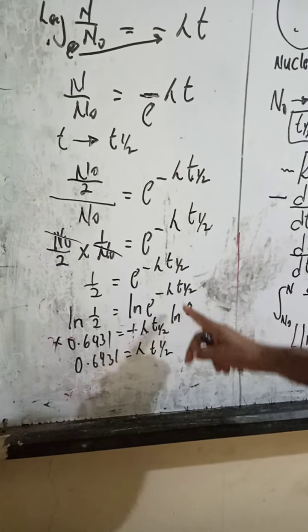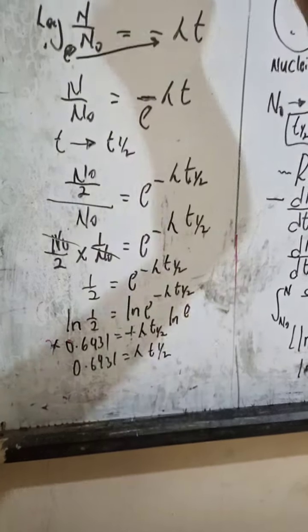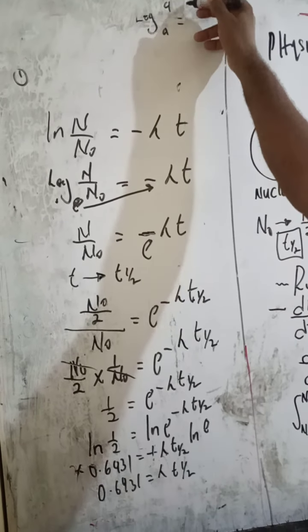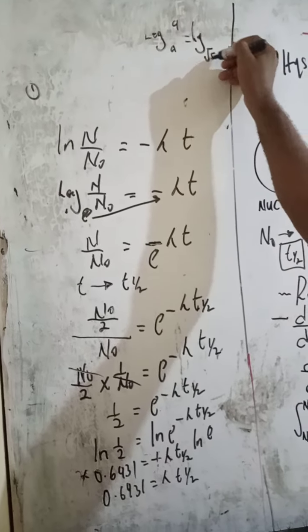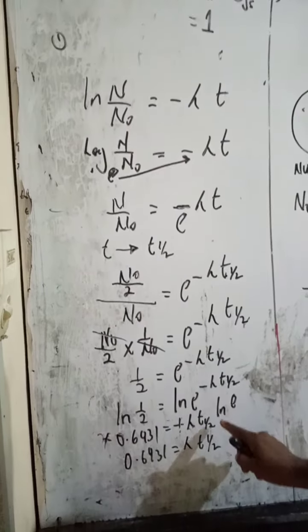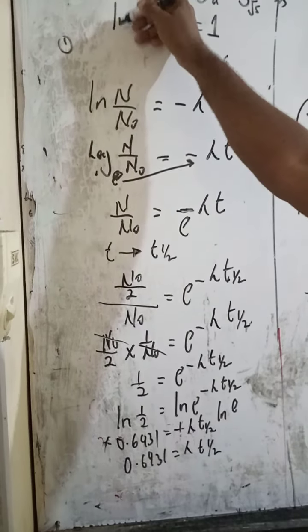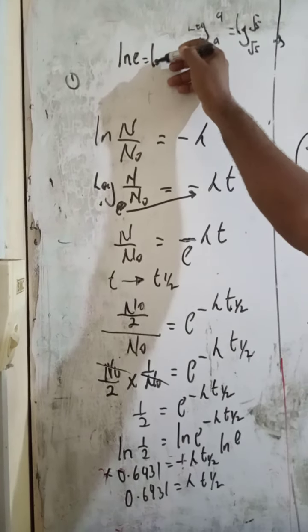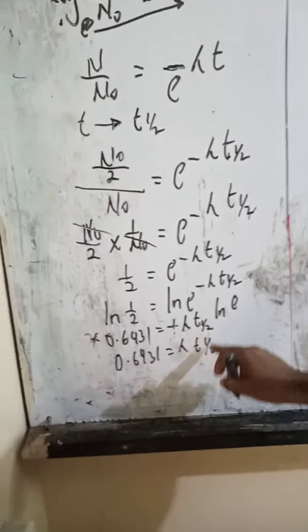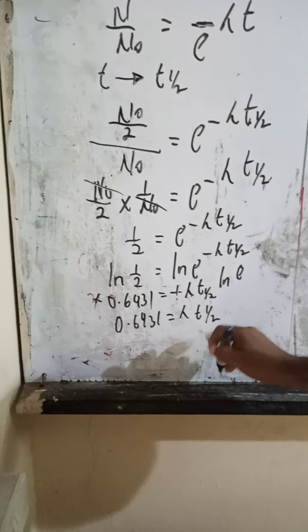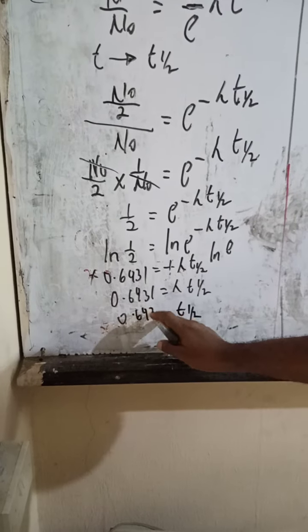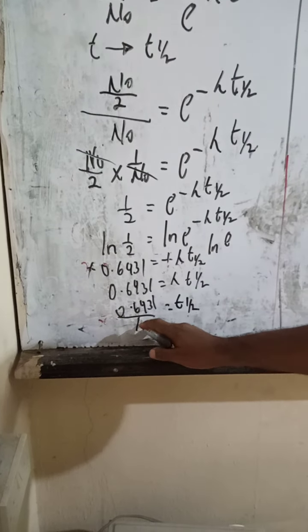Then the ln of e is 1, because according to the law of logarithm, log a to base a is the same thing as log of any other thing to itself. Let me say log of root 5 to base root 5 is the same thing as 1. So ln e actually means log e to base e, which is 1. So that brings us down to this place as 1. So making t half, that is half-life, the subject of the formula, I have half-life now becomes 0.6931 divided by the decay constant.